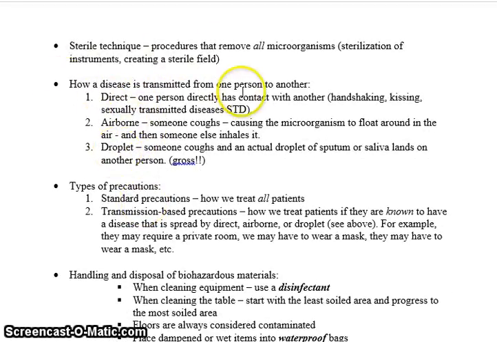How a disease is transmitted from one person to another. So you've got three routes. There's direct, airborne, and droplet. So direct is one person directly has contact with another, so handshaking, kissing, and sexually transmitted diseases, direct contact. There's airborne. Someone coughs, causing the microorganism to float around in the air, and then someone else inhales it. And then there's droplet. Someone coughs, and an actual droplet of sputum or saliva lands on another person.